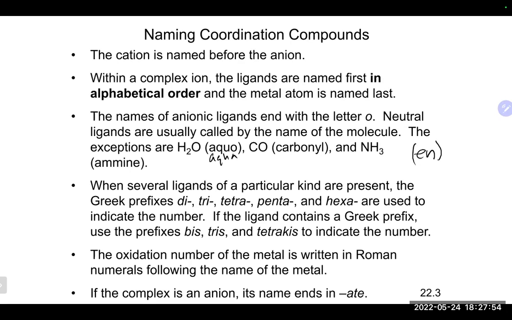Lastly, if this was not all fun enough, if we are dealing with a negative complex ion, then we actually will roll with the old school name for everybody, ending in ate. So instead of iron, it'll be ferrate. Instead of copper, it'll be cuprate. Instead of lead, it'll be plumbate. So we kind of go with those older names that end in ate for those guys.